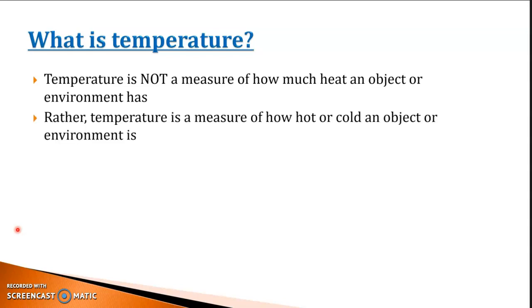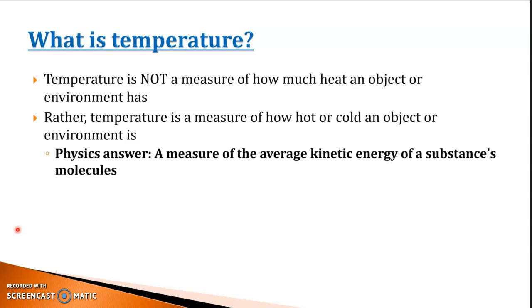Generally speaking, we can say that temperature is a measure of how hot or cold something is. Now, what does hot or cold really mean? That's not a highly scientific word that we're using here. This is the definition that I'd like you to take a moment to write down. The physics answer for what is temperature: it is a measure of the average kinetic energy of a substance's molecules. Now, for those that may not remember kinetic energy, maybe I'll take a moment here and write this down.